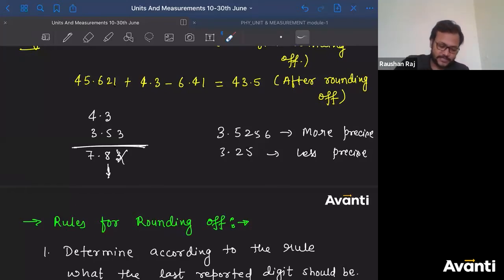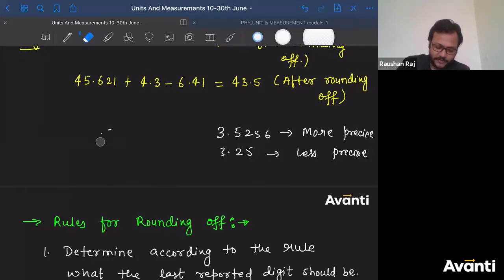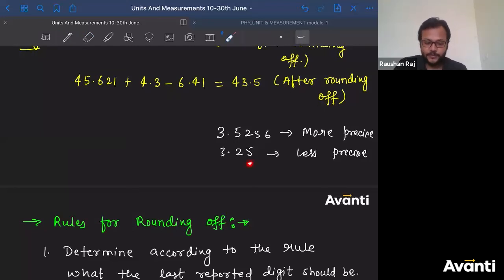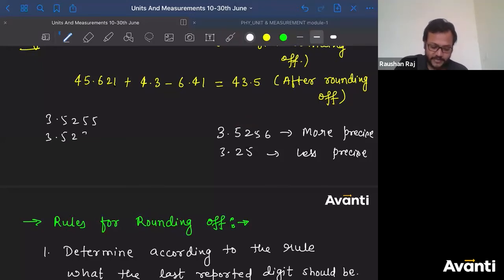So now just imagine you are measuring something. In this one, you can get up to only 2 decimal places. But here you can get up to 4 decimal places. So can I say the measurements will be crowded over this? You might get a measurement as 3.5255. You might get 3.5235, 3.5345. Like this, you can get the measurements.